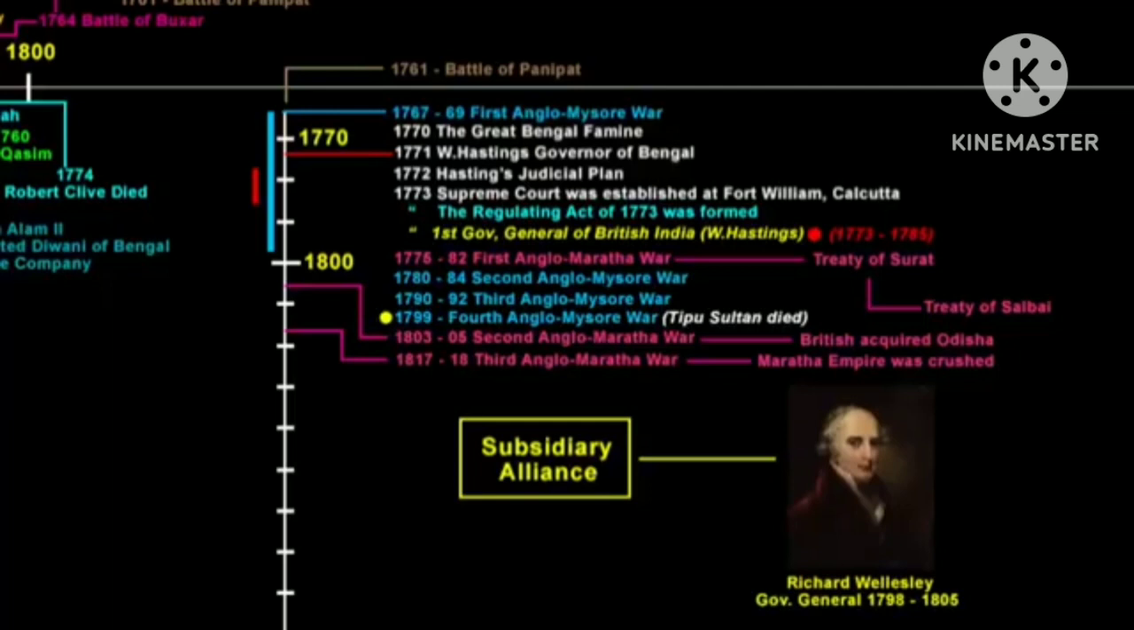It cannot be a charity. So that was the first incident when the company officially rolled out the subsidiary alliance policy. So the date 1799 fits well because that time Lord Wellesley was the Governor General, and subsidiary alliance is a creation of Governor General Lord Wellesley.